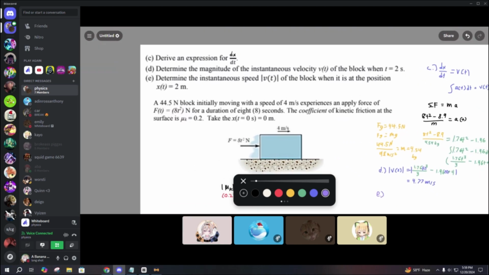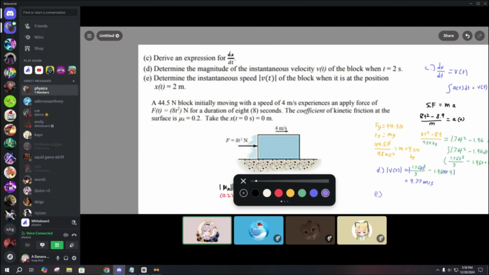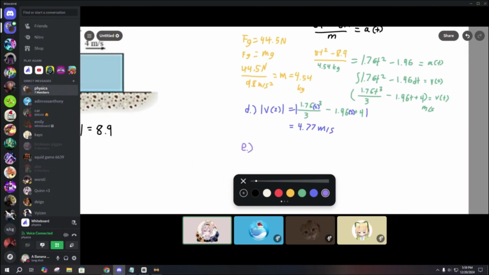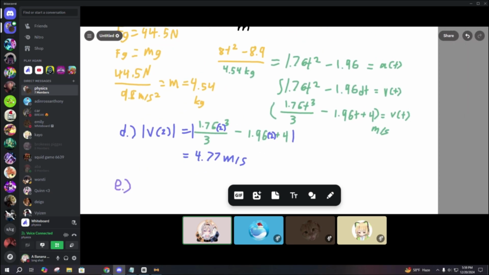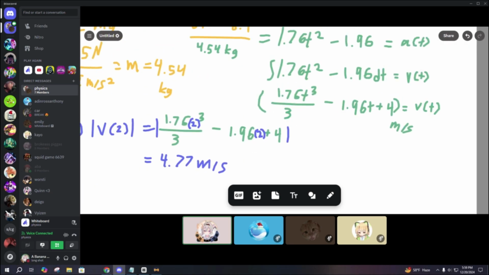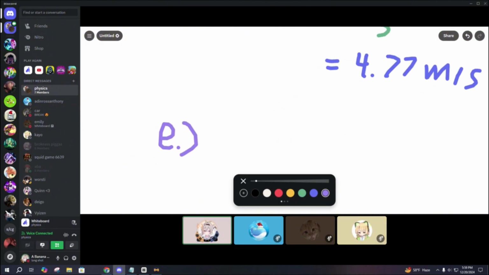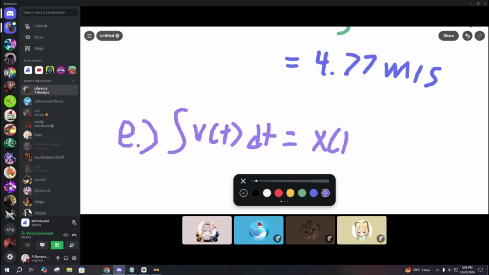Now E, what's the instantaneous speed of the block when it's at position x(t) equals 2 m? Immediately, when it says x(t) equals 2 m, I know I need an x(t) function. Well, how do I find that? I can integrate v(t) with respect to t to get x(t). So let's do that.